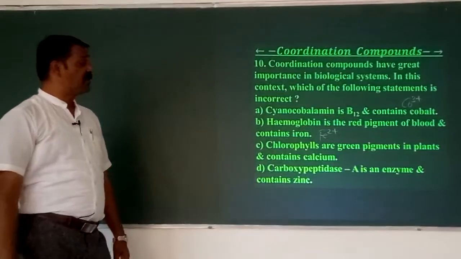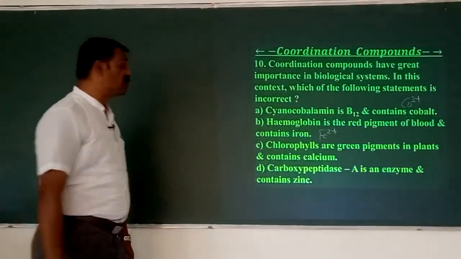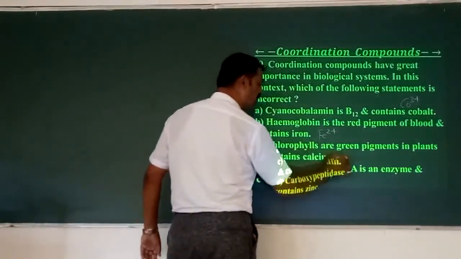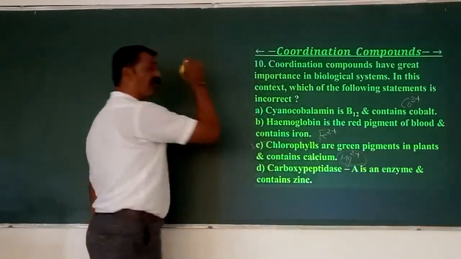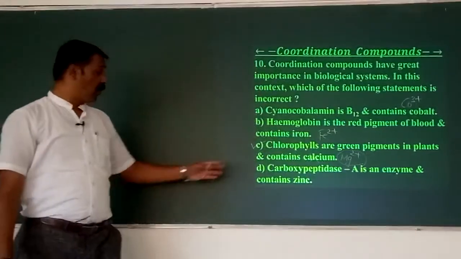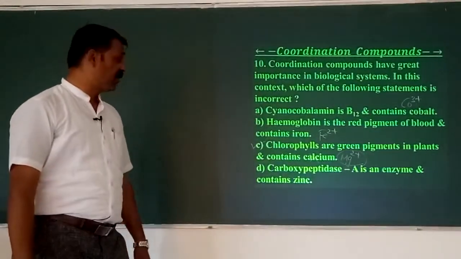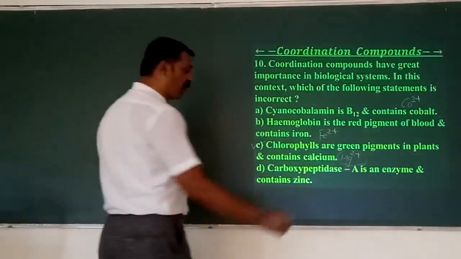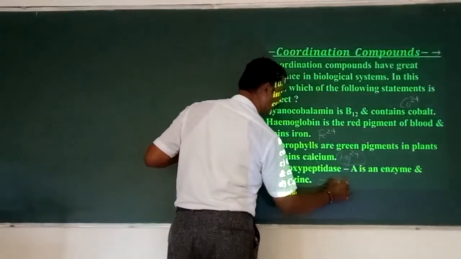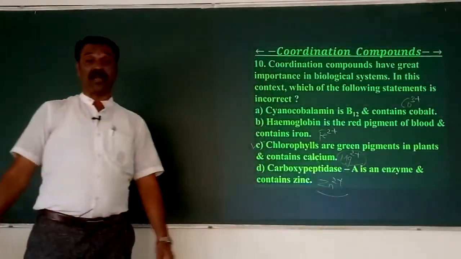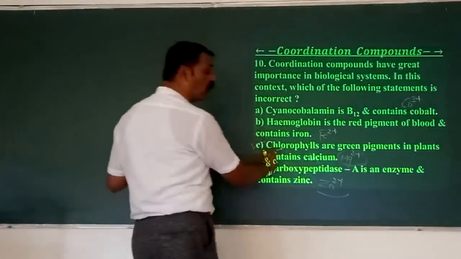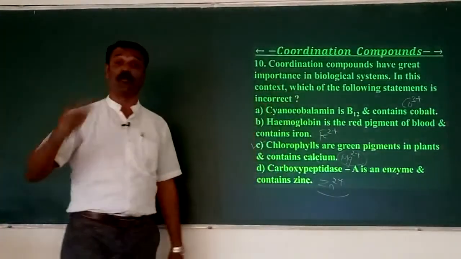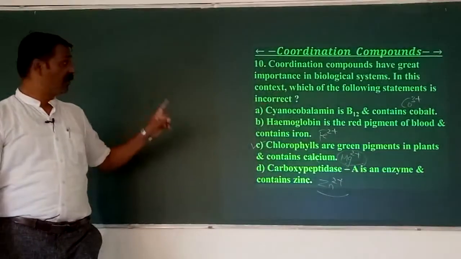Chlorophylls are the green pigments in the plants and contain calcium. No, it is not calcium, it is magnesium in the form of magnesium 2+. Hence the option is this one. Carboxypeptidase A is an example of an enzyme and it contains zinc in the form of Zn2+. All the transition elements are involved in the formation of complexes, but in case of chlorophyll, it is not calcium, it is only magnesium. Okay. So therefore it is 10C.